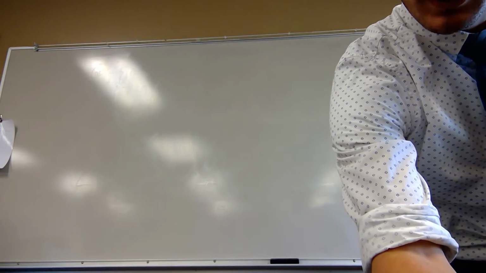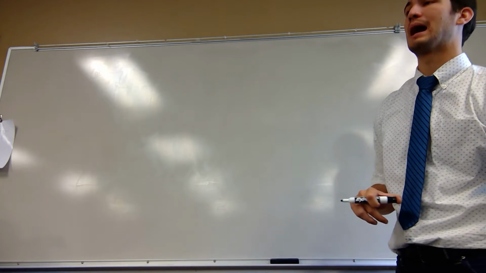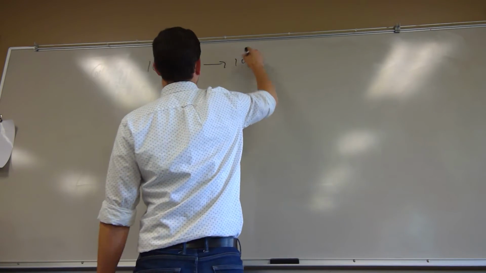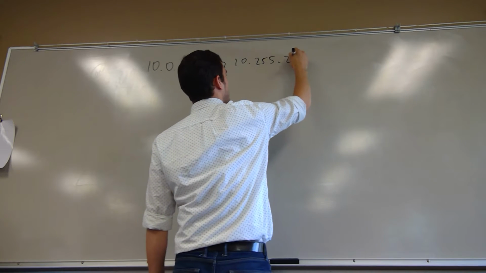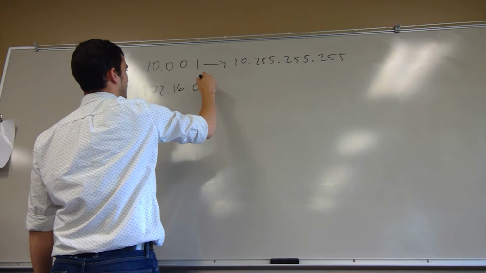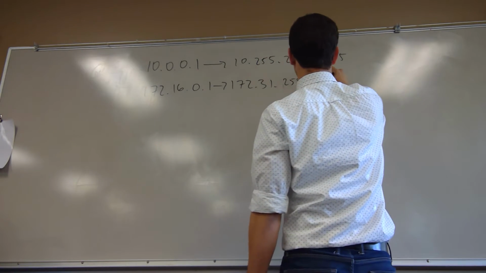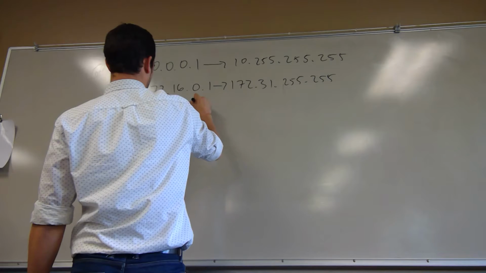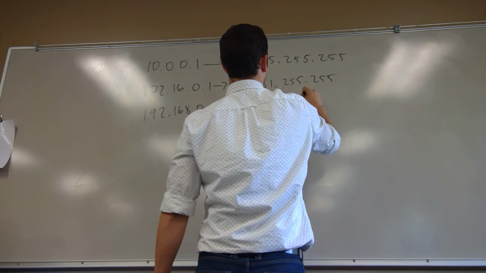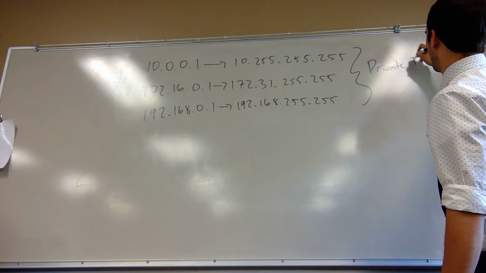So there are certain ranges that they use in your house, right? If you go to your house and do ipconfig, you're going to get one of three types. You're either going to get 10.0.0.1 all the way to 10.255.255.255, or 172.16.0.1 all the way to 172.31.255.255, or 192.168.0.1 all the way to 192.168.255.255. These have been reserved. These are called private IP addresses.